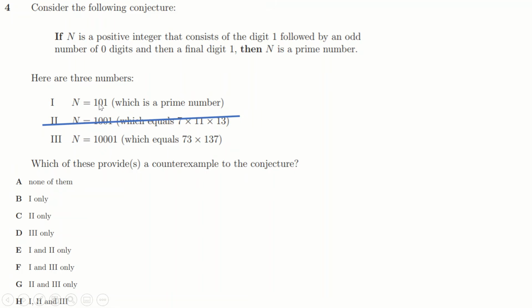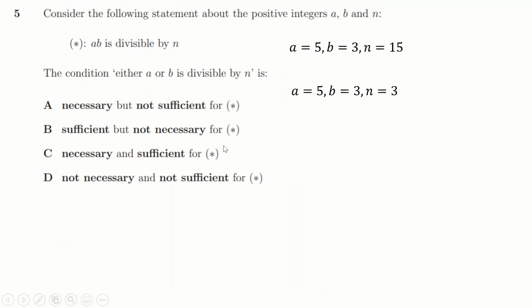So immediately this cannot be either a counterexample or an example, because the statement just isn't talking about it. Okay, the other 2, though, have an even number of zeros in between the 2 ones. This one isn't prime because it's made up of this times this, so that's a counterexample. This is prime, so it's not a counterexample. It just agrees with the statement, but that is. Cool.